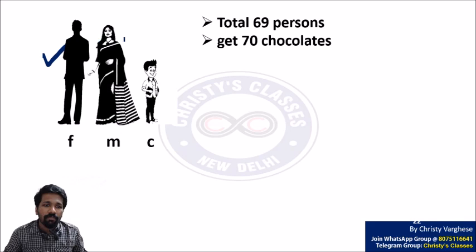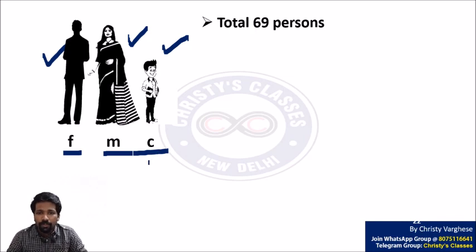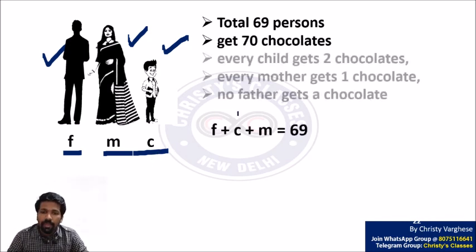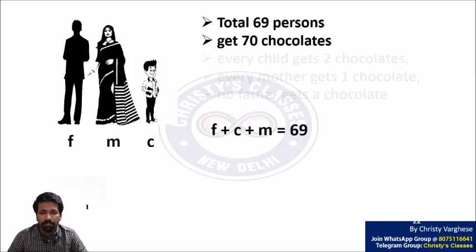That means father number, mother number, children number I am denoting by their first letters, F, M, C respectively. So we can say F plus C plus M is equal to 69, because father number plus children number plus mother number present there will be equal to 69. That is a simple idea.